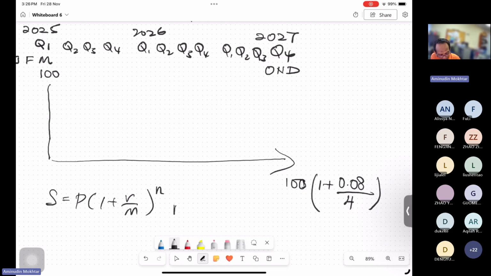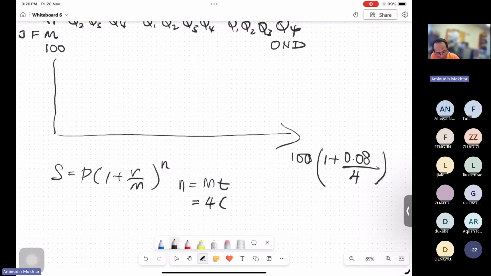So what is n? Again, n is m times t. We know that m is 4. And what is t? In this case, t equals 3, so normally n equals 12 quarters. But for this case, n should not be 12. The 12 is the number of quarters for which interest is calculated over the 3 years.